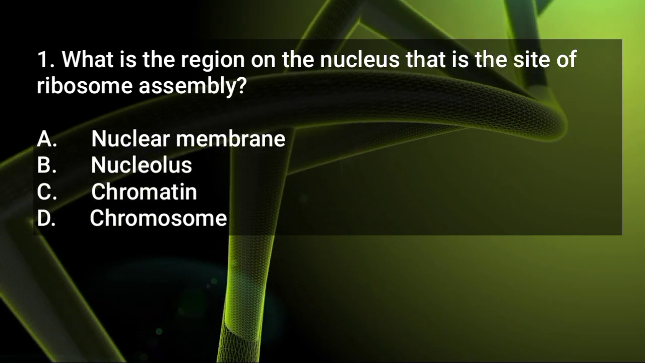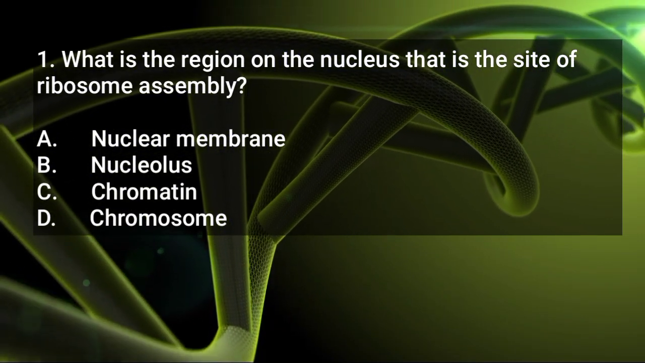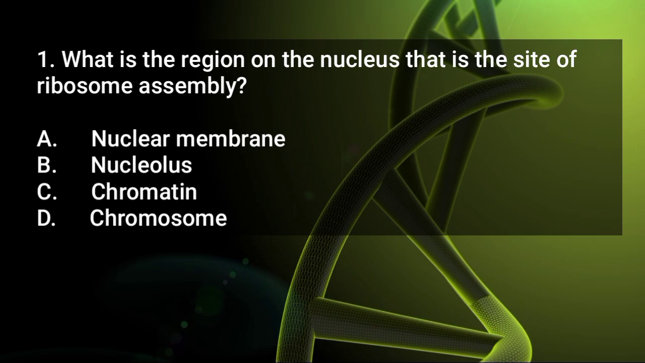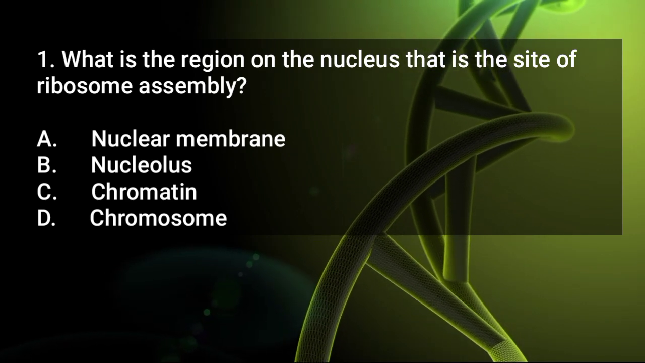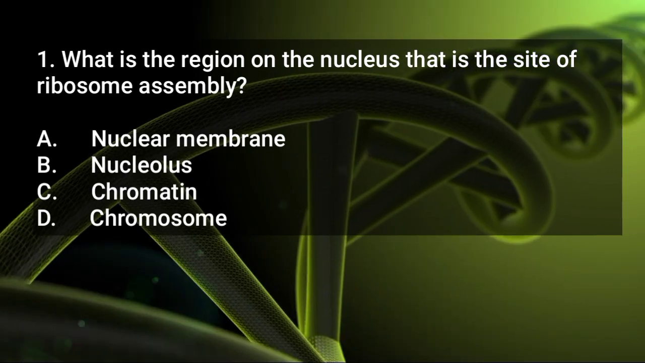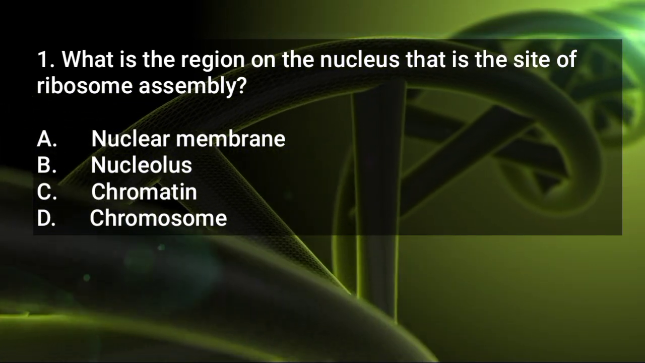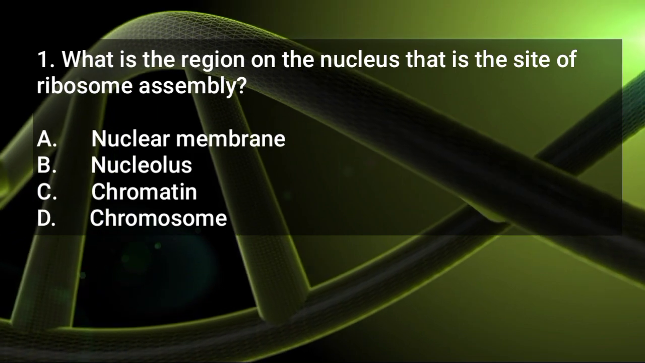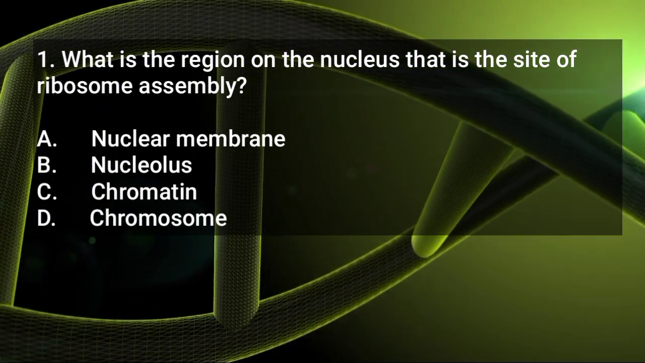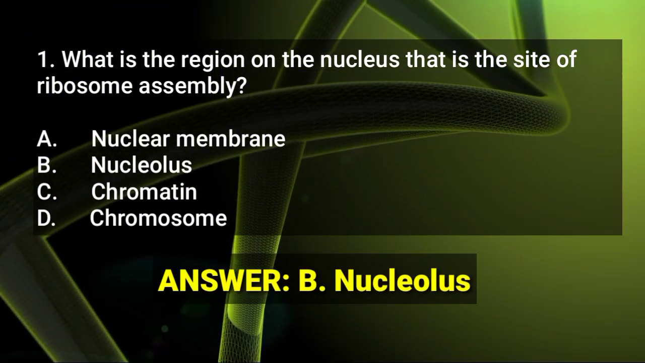Question number 1. What is the region on the nucleus that is the site of ribosome assembly? A. Nuclear membrane. B. Nucleolus. C. Chromatin. D. Chromosome. Answer: B. Nucleolus.